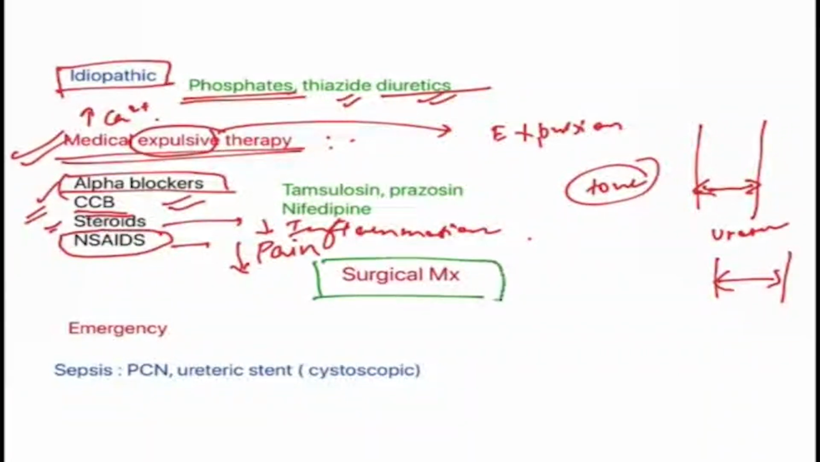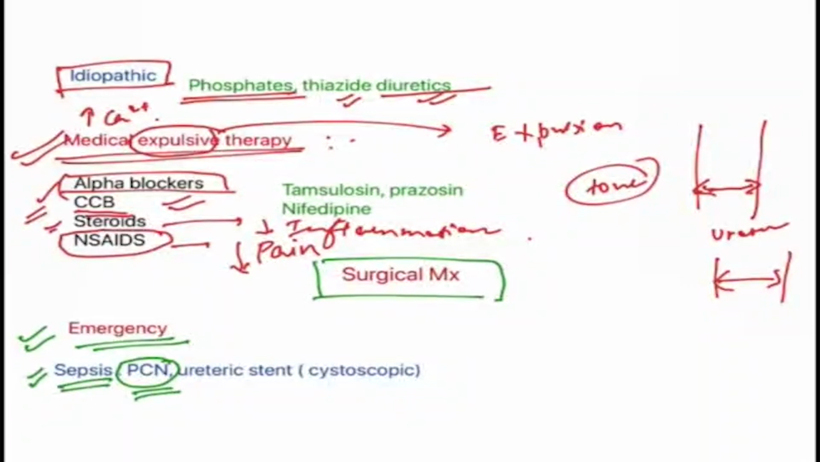Then coming to the surgical management of stones. Surgical management is divided into emergency and elective. Emergency is when there is a stone which is causing severe pain and obstruction with hydronephrosis or hydroureter and septic complication. So in this, before doing any intervention, we need to drain the urine.